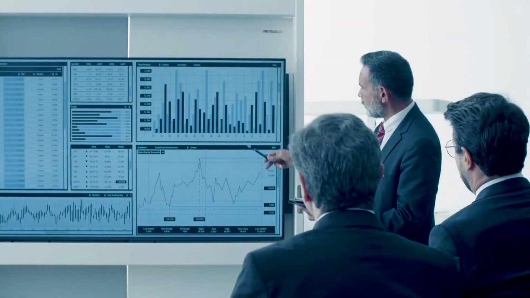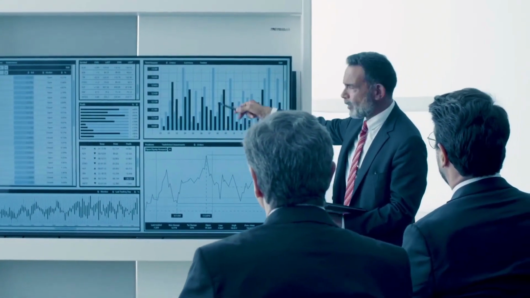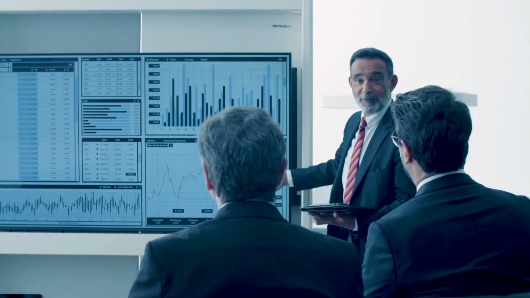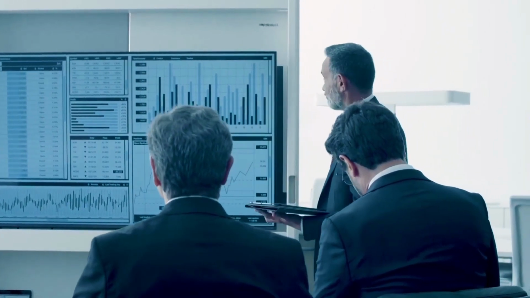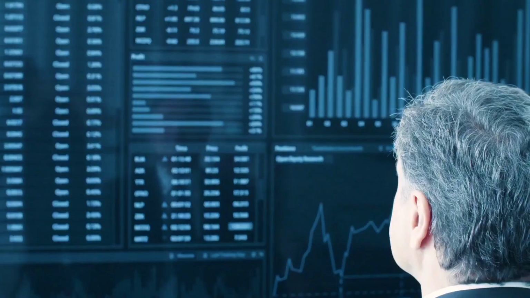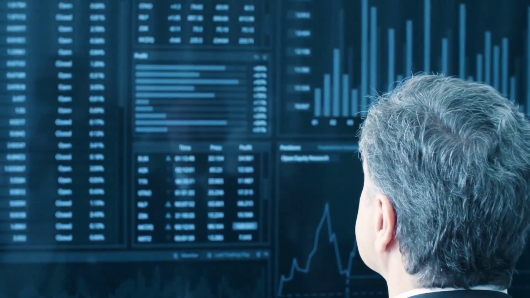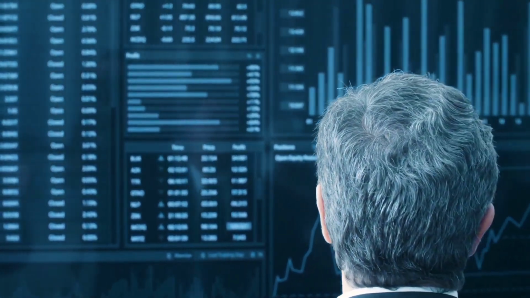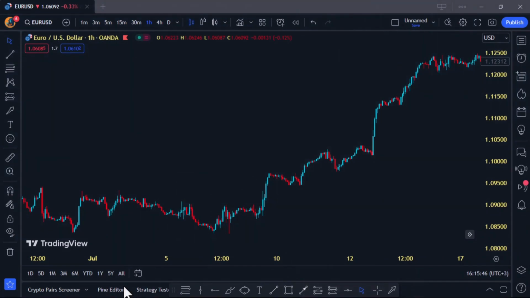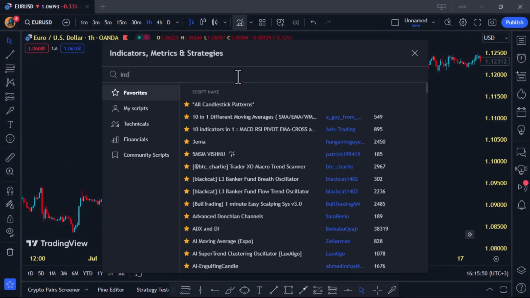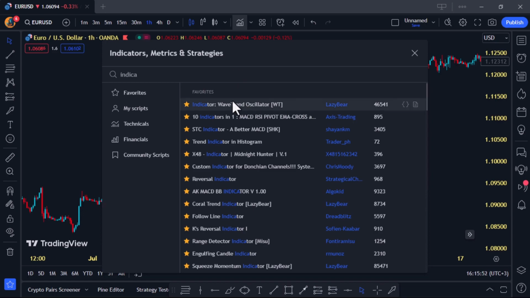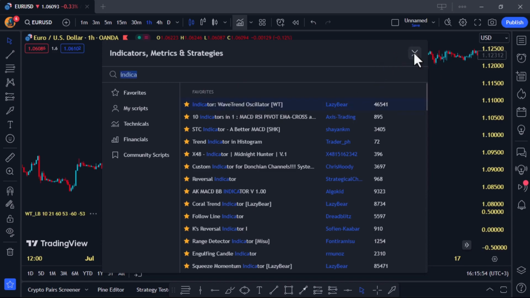Hey there! Today we are going to talk about creating a killer scalping strategy using 3 free indicators on TradingView. This strategy can help you make steady profits across various markets. Are you excited? Let's jump right into the indicator section and add the wave trend oscillator indicator to make our strategy work like a charm.